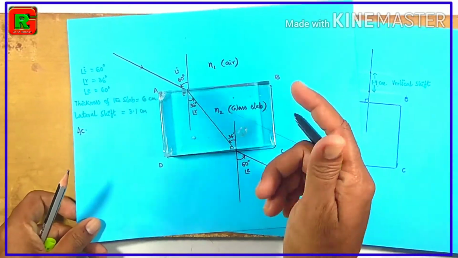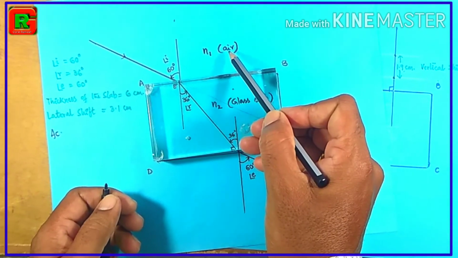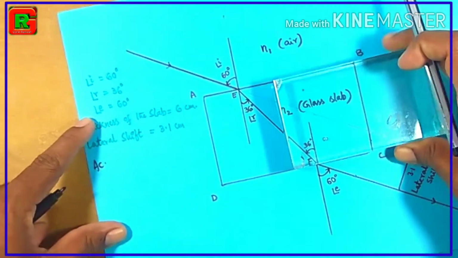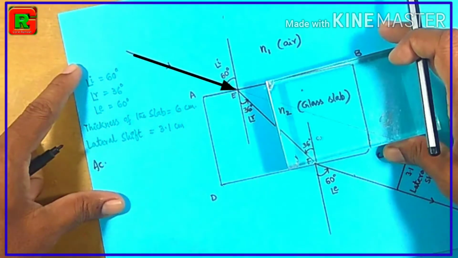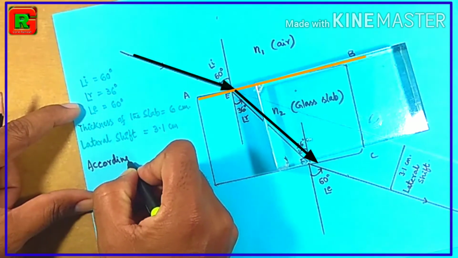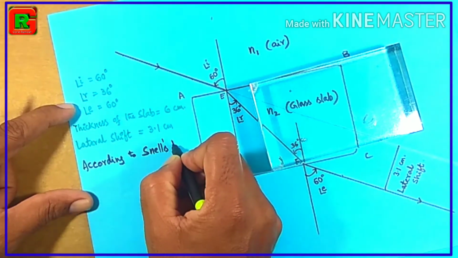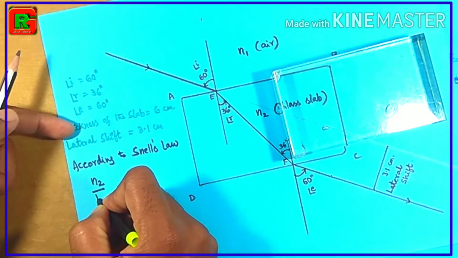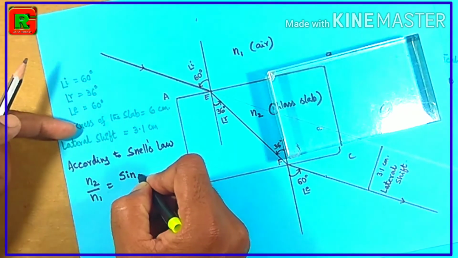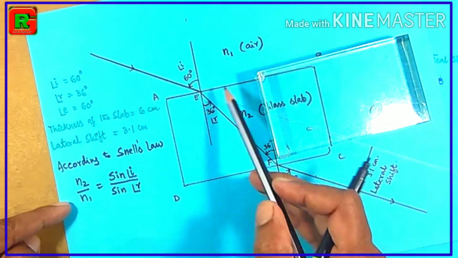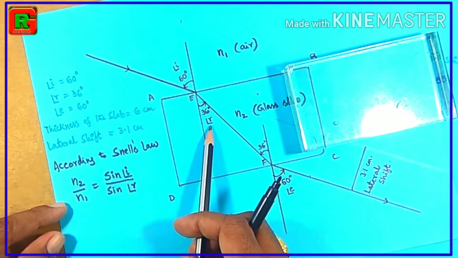Let us assume the refractive index of air is N1 and the refractive index of glass slab is N2. When the light beam travels from the air to the glass, the light is refracted at the point E on the line AB. According to Snell's law, N2 by N1 is equal to sin I by sin R.